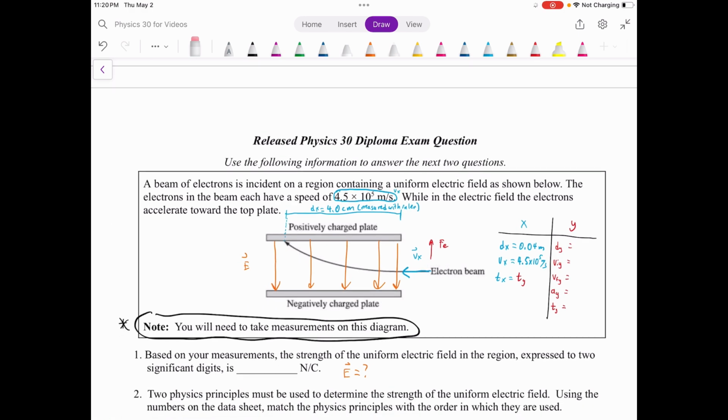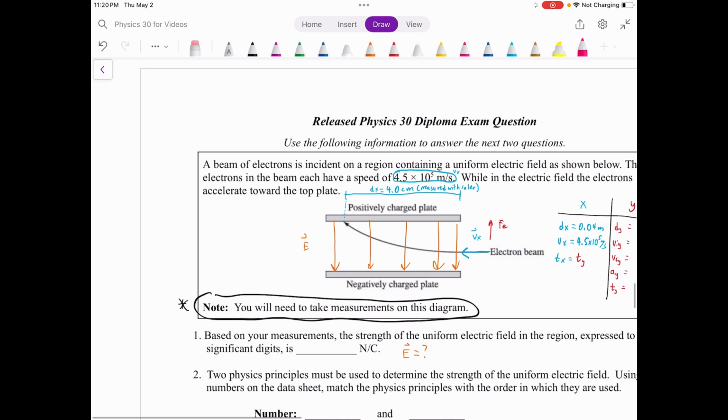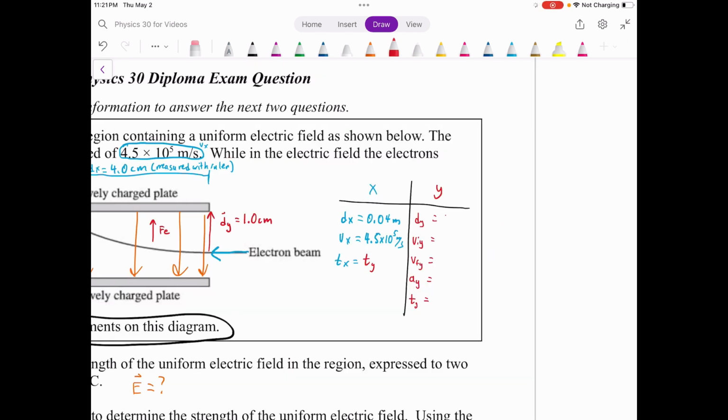Well, how far did it travel vertically? Again, they didn't tell us, but they told us we can take measurements. In fact, we need to take measurements on this diagram. So we would pull out our ruler and see how far they traveled vertically. When I did that with my ruler, I got 1 centimeter. Again, yours might be slightly different due to printing differences, but that's what I'm getting. That would be 0.01 meters.